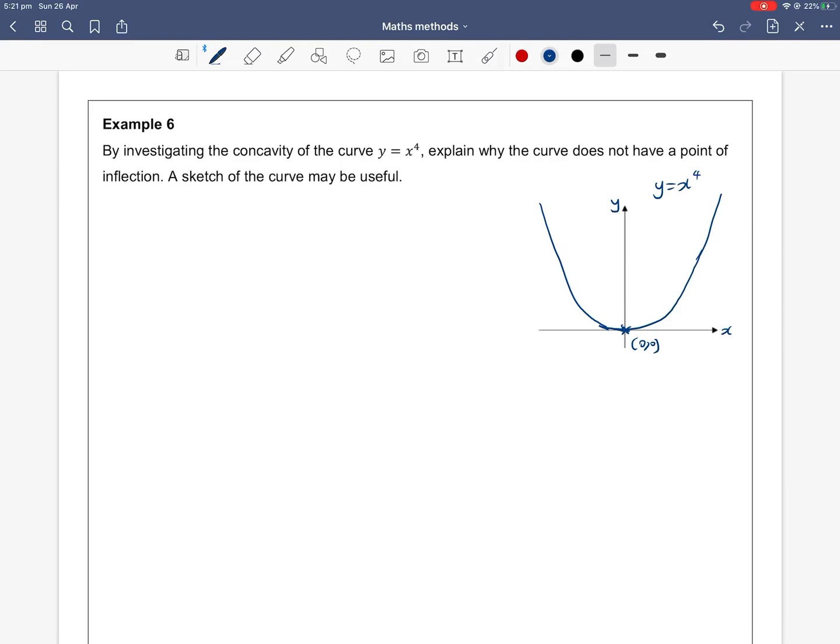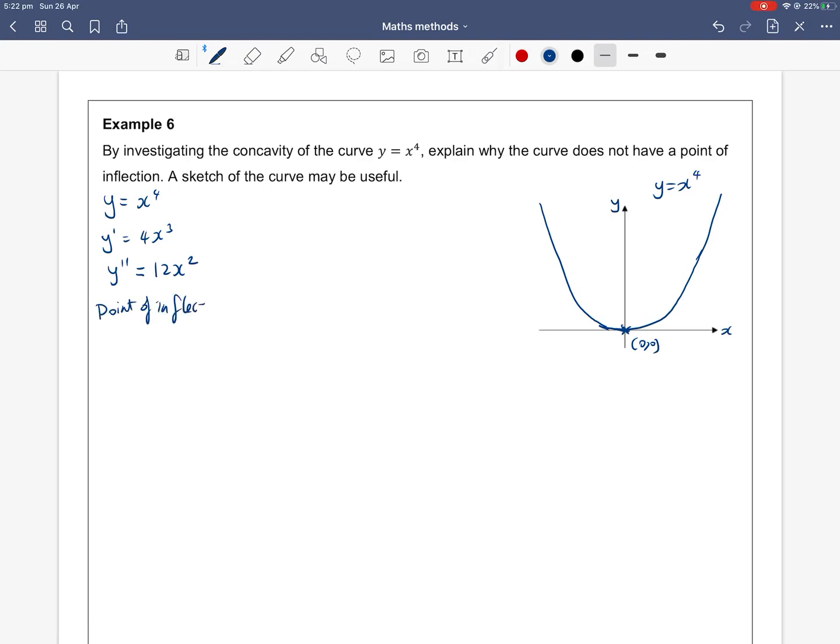So we need to explain algebraically as well why it doesn't have a point of inflection, right? A point of inflection by definition is when your second derivative y dash dash equals 0 and then the concavity changes on either side. So let's prove this algebraically first. y equals x to the 4, y dash is 4x cubed, so y dash dash is 12x squared, just differentiating one by one.